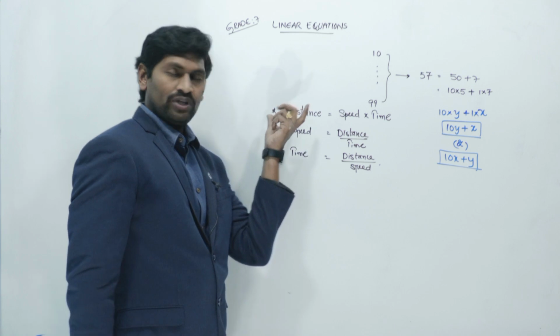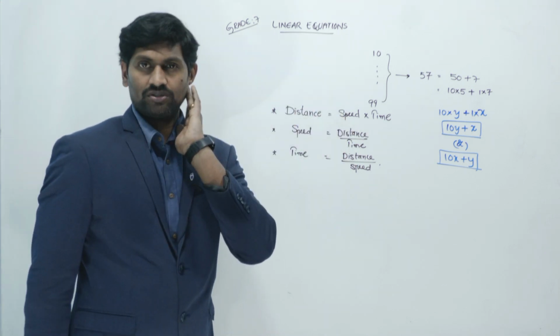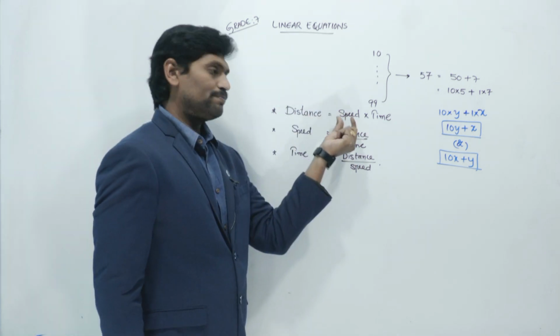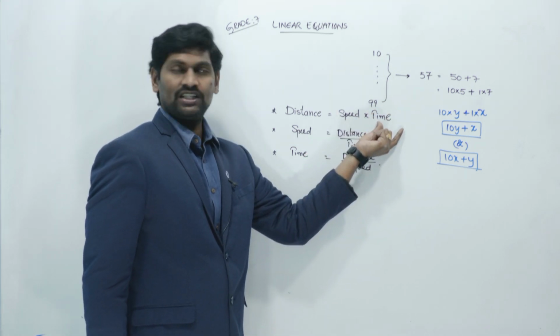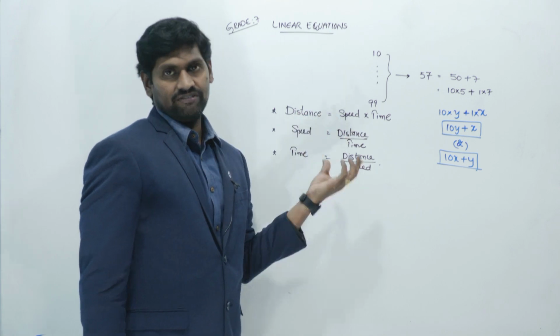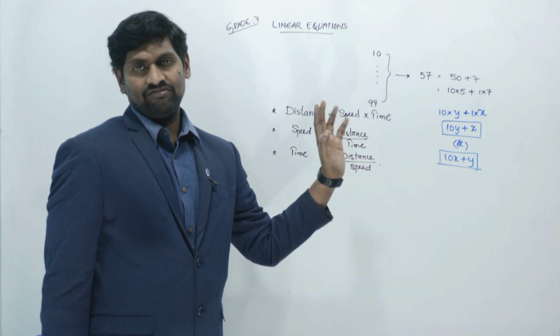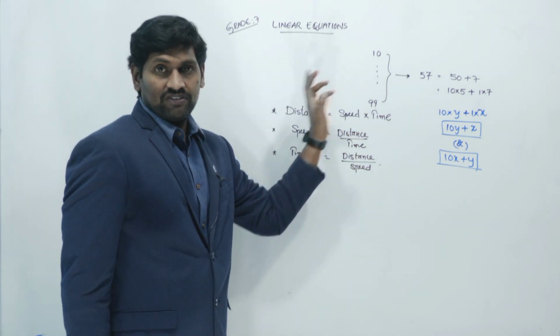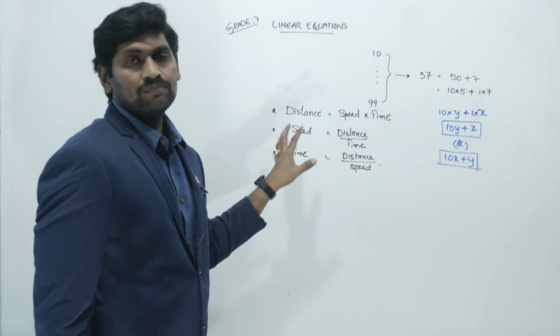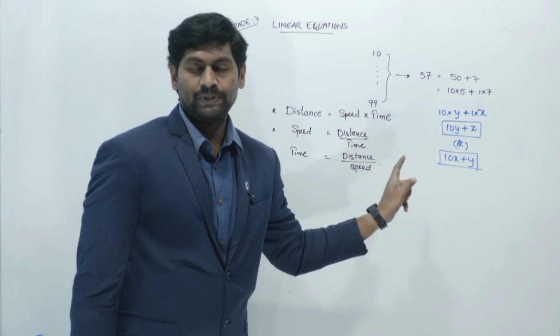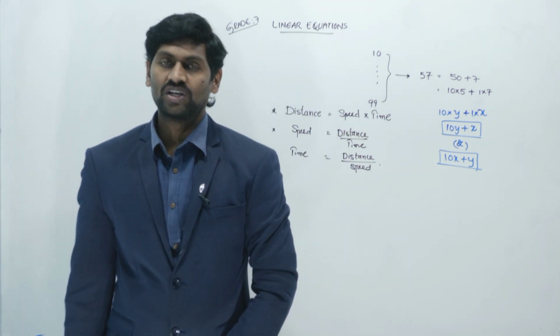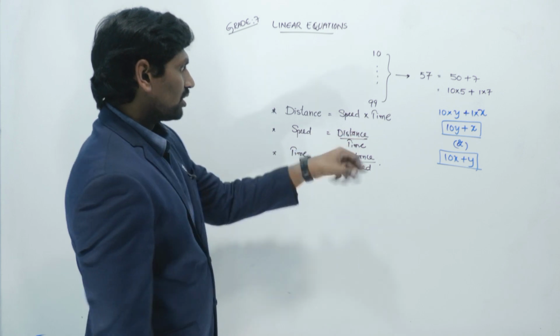So from this, if you know any one of them, we can write the remaining two also. Distance equals speed into time. So to find the speed, time is multiplied here, transpose, divides: distance by time will be the formula for speed. Same way for finding the time value, we can transpose the speed. So distance by speed gives the time value. Okay? So these are the important formulas.